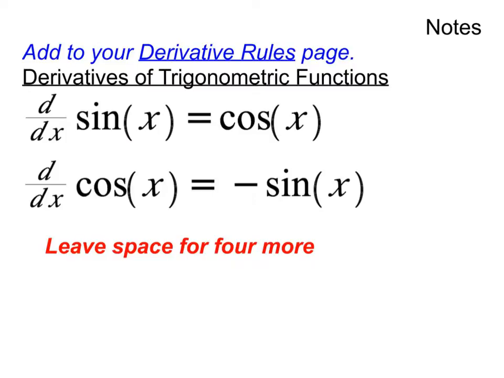Having seen those rules, we can now formalize them. These need to be added onto your derivative sheet, the derivative rule sheet that you already have going for your notes. These are the first 2 entries. We're going to be making 4 more later, but we'll save those for the next unit, like after break. But right now, just make sure that you write down these 2 and then leave yourself room for 4 more.